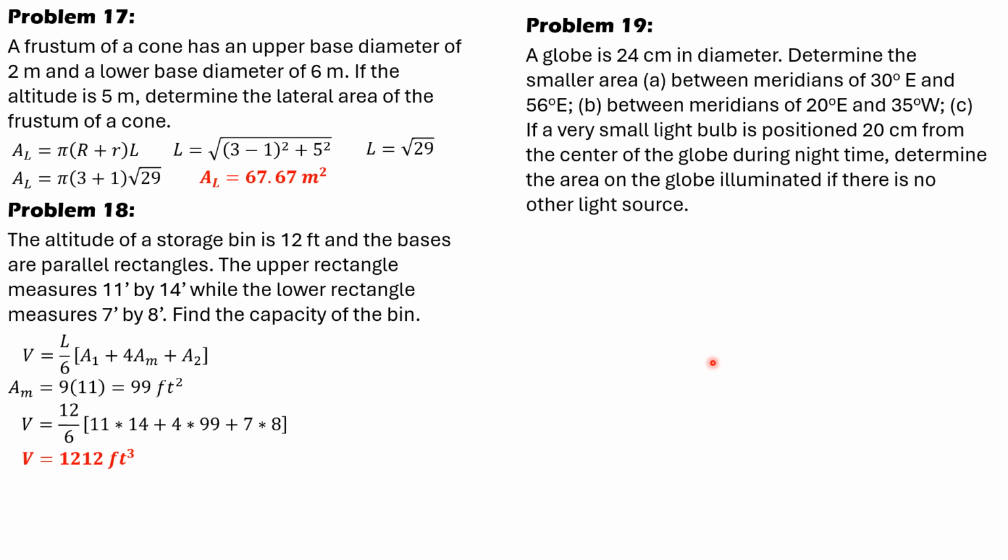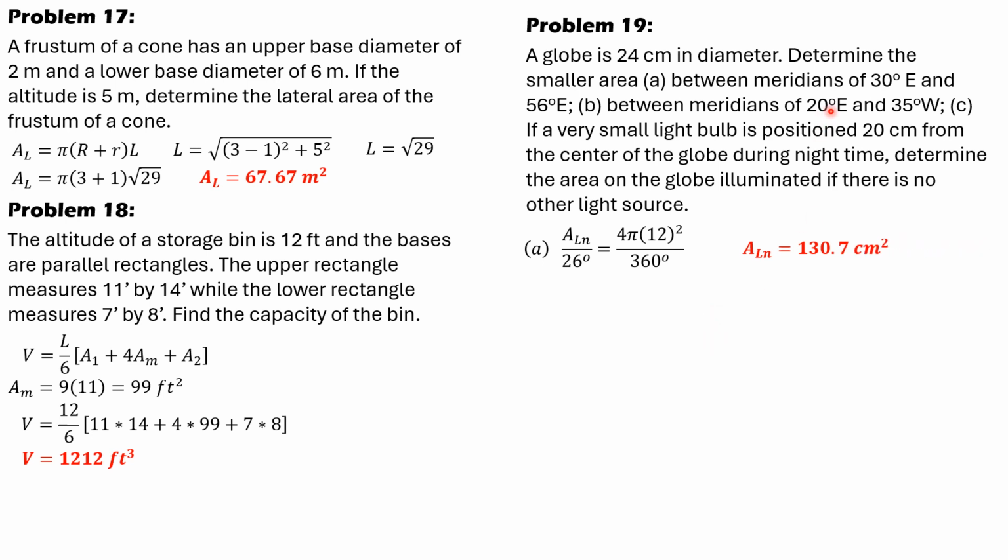So let's focus first on A. This is a lune, and the angle between the meridians, between the dihedral planes, because these are of the same longitude, is 56 minus 30, which is 26 degrees. So area of lune is to 26 degrees as area of sphere, 4 pi r squared, 4 pi 12 squared, is to 360 degrees. So the area of the lune using your calculator is equal to 130.7 square centimeters.